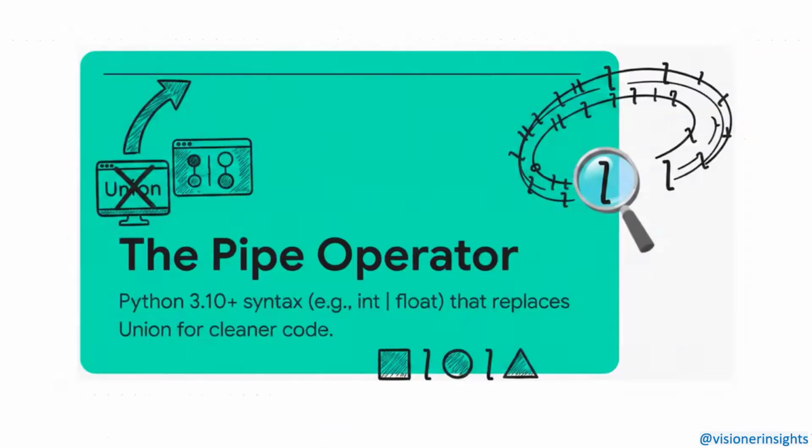And the syntax just keeps getting better. Python 3.10 introduced the pipe operator. It completely replaces the word union. So now you can literally just write int, a vertical pipeline, float to accept either type. It makes those branching type hints incredibly concise and so much easier to read.